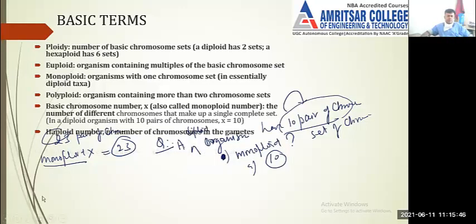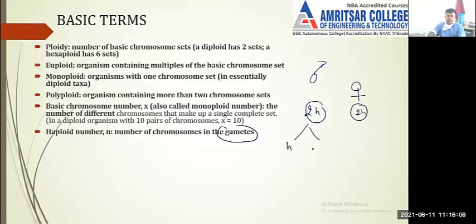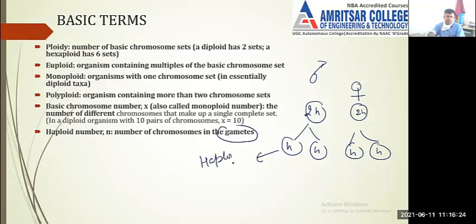Okay, alright. What is the haploid number? Number of chromosome in gametes. Mostly haploid number is given during the gamete formation. For example, 2n is the male. How much gamete will form? N. 4 gametes will form, right? 2 from female, 2 from male. This is not called as a monoploid. This is called as haploid.